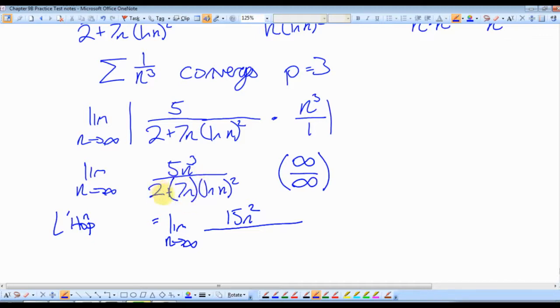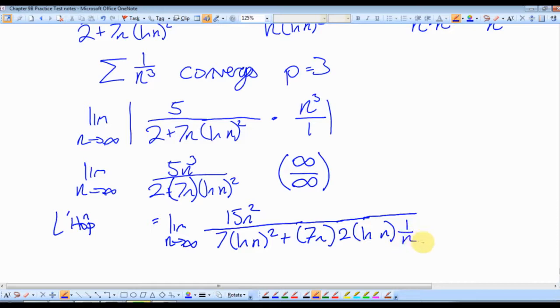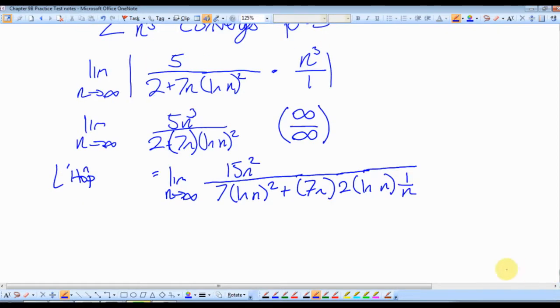What's the derivative of 7n? Good. 7 natural log of n squared plus 7n. What's the derivative of natural log of something squared? 2 times the something times the derivative of the something. What's the derivative of the something? 1 over n? Ew. Why are you doing this?